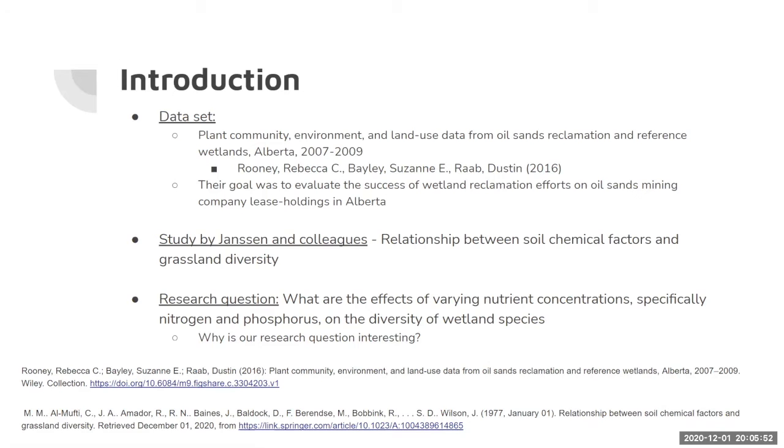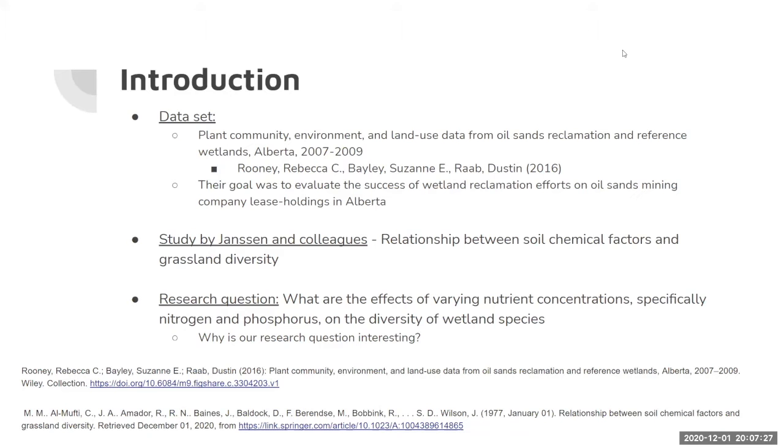The chemicals or nutrients that are most important to consider when performing this research are carbon, nitrogen, and phosphorus. However, seeing as the Earth is extremely abundant in terms of carbon resources, it is only important to investigate phosphorus and nitrogen. The specific research question that drove our analysis is: what are the effects of varying nutrient concentrations, specifically that of nitrogen and phosphorus, on the diversity of wetland species?